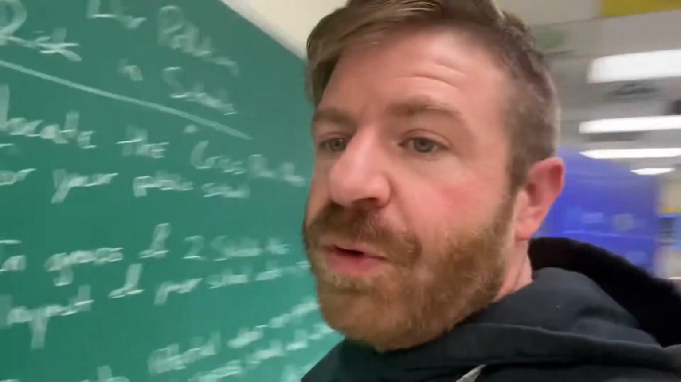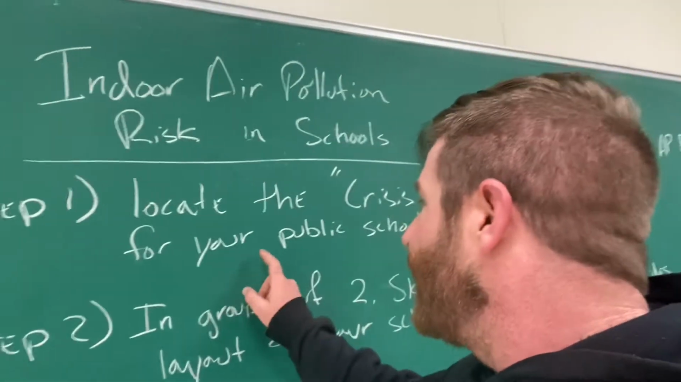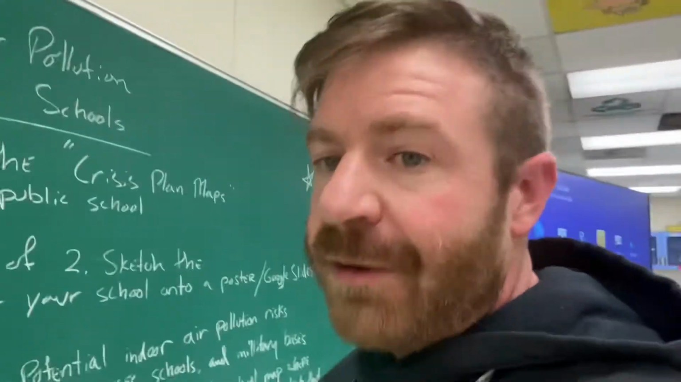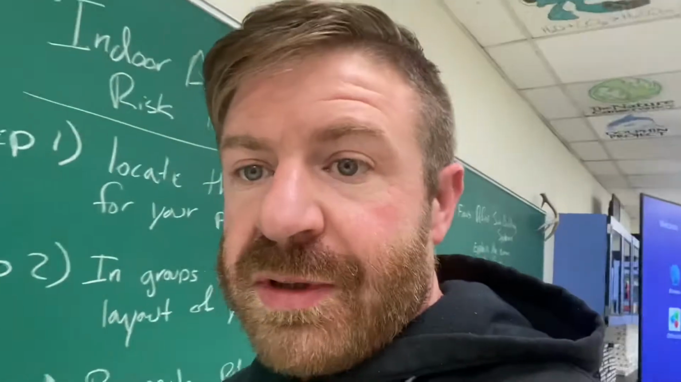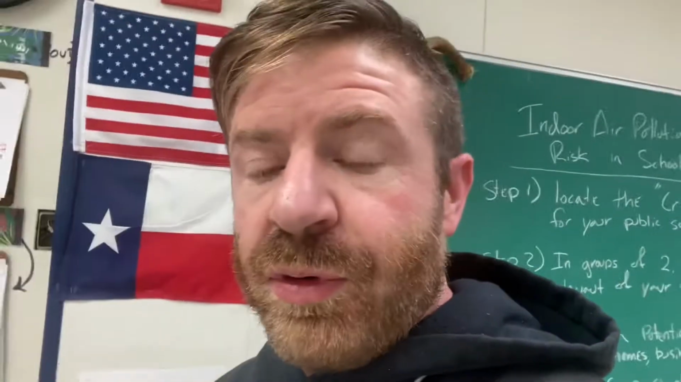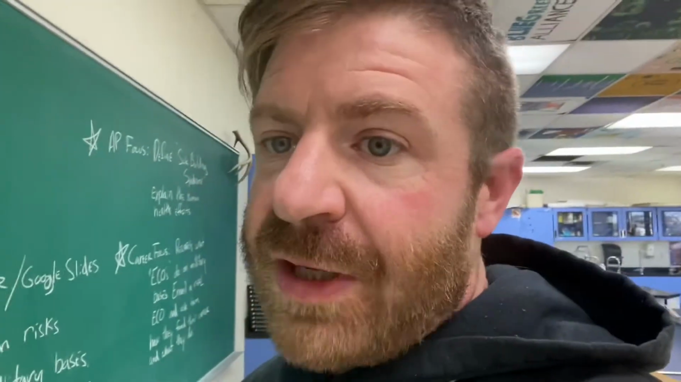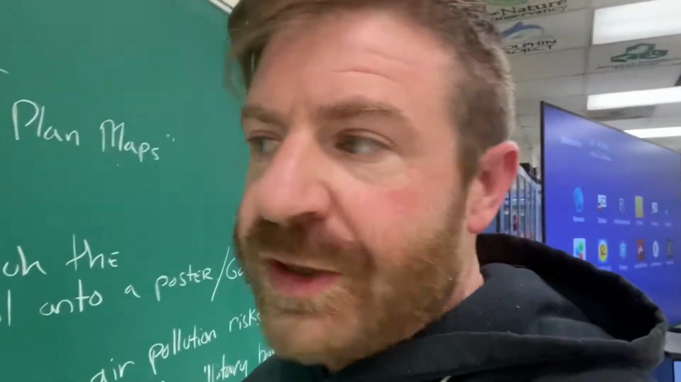Now, step one is very, very simple. You're going to locate the crisis plan maps for your public school. Now, the school that I went to as a teenager had 3 floors. It's a huge school. The school I work in now is only 2 floors, but it's 1 million square feet. It's a giant building. So there's plenty to draw here. There's plenty of opportunities for indoor air pollution risk.